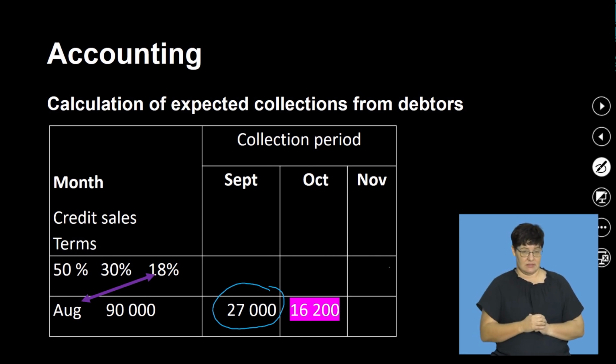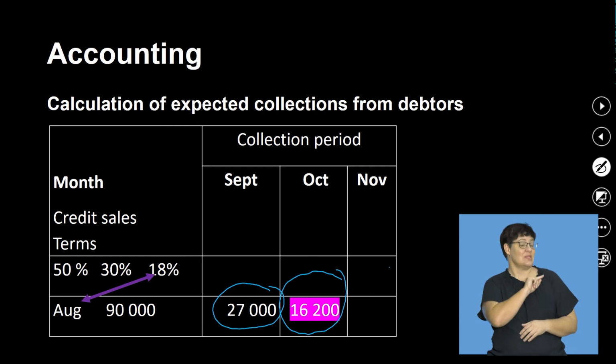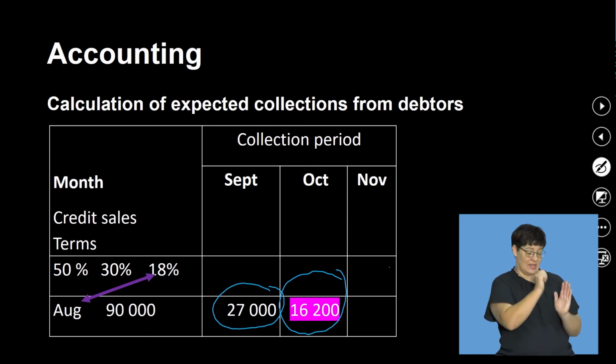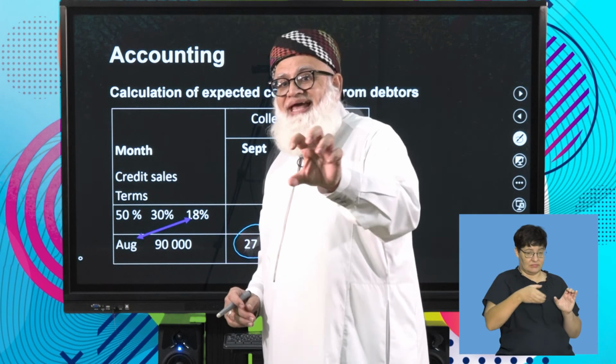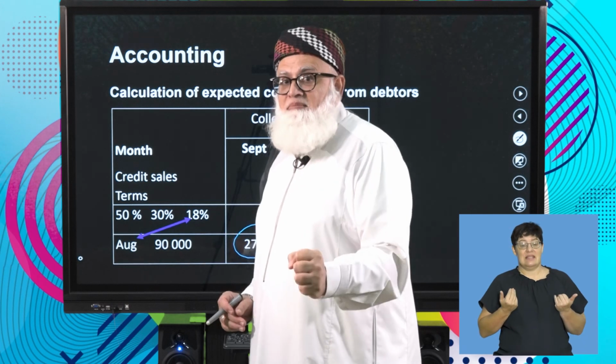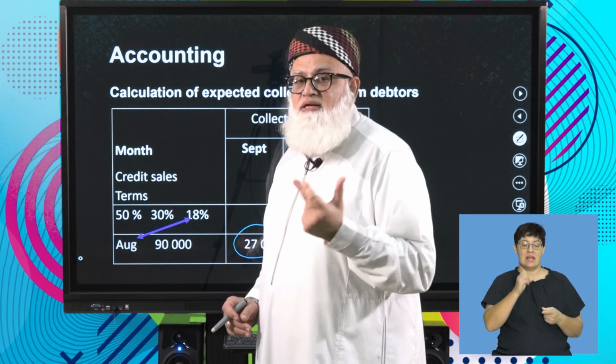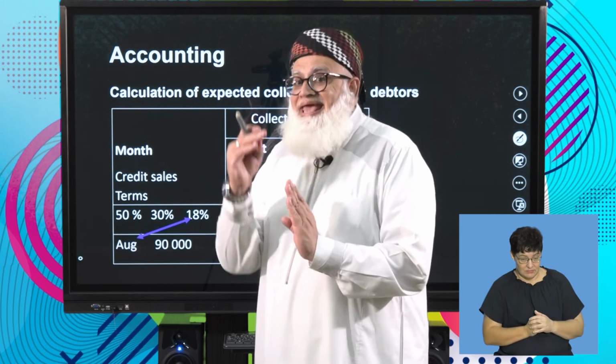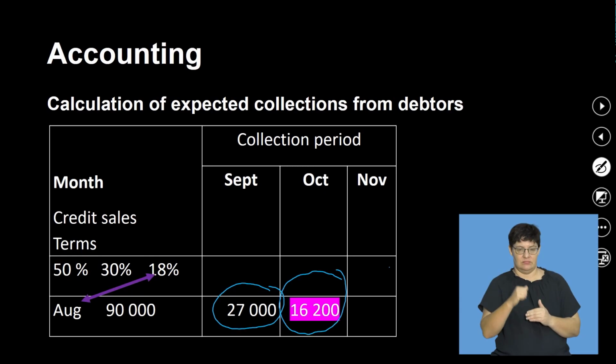As you can clearly see, there's your 16,200, and this means, therefore, that the August sale has been broken up into all the anticipated receipts, namely September and October. Clear? So in this way, you take each month. Let's go to the next month.